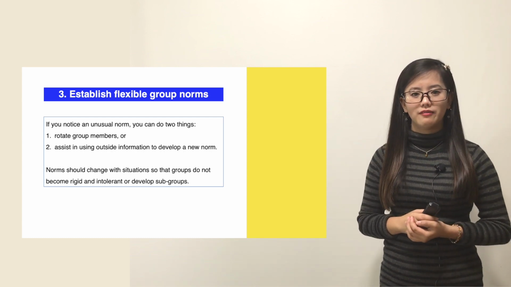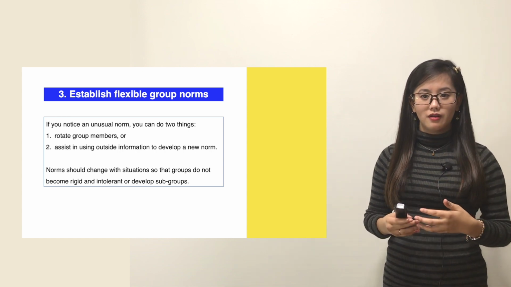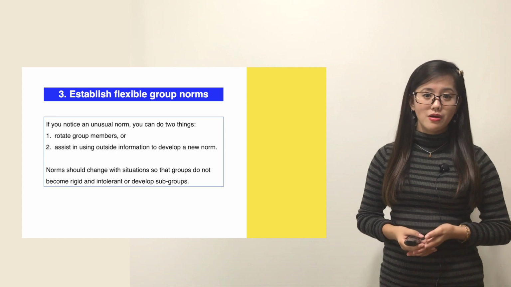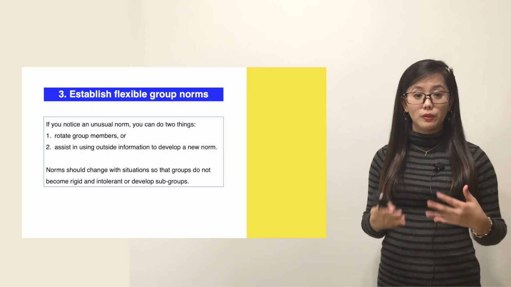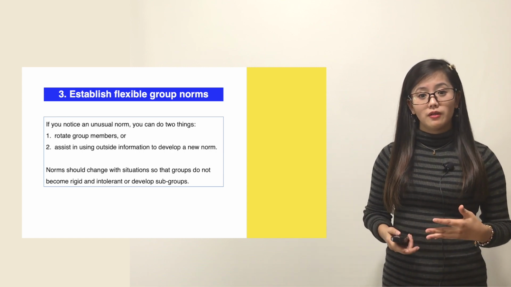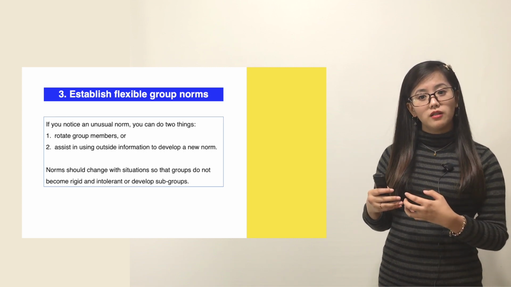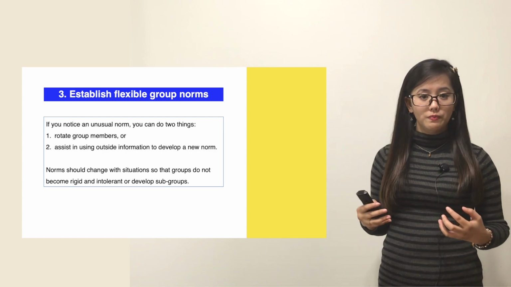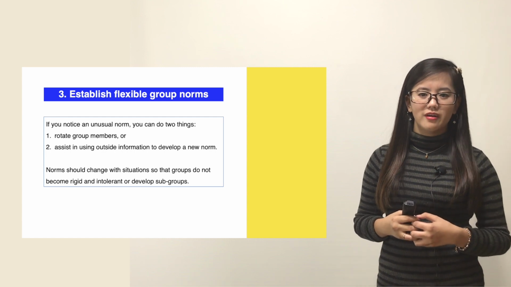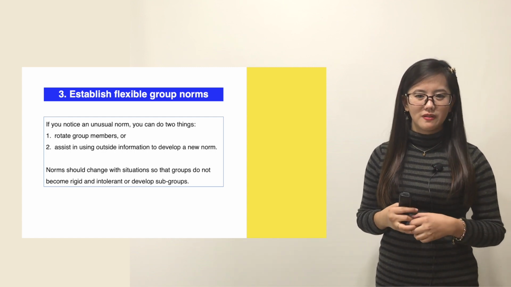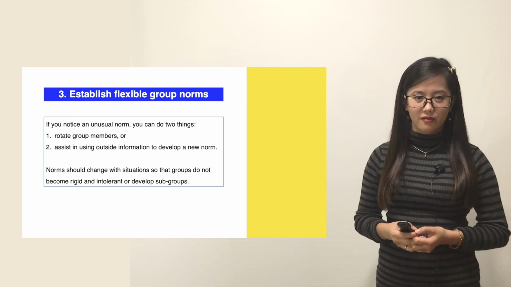Oh, by the way, I forgot. Older students might create their own rules or norms, but remember, given their durable nature, it is best to have flexible rules, because norms should change with the situation, so that the students or the group do not become rigid and intolerant, or develop subgroups. And we don't want that. We should avoid that kind of thing unless it's necessary.